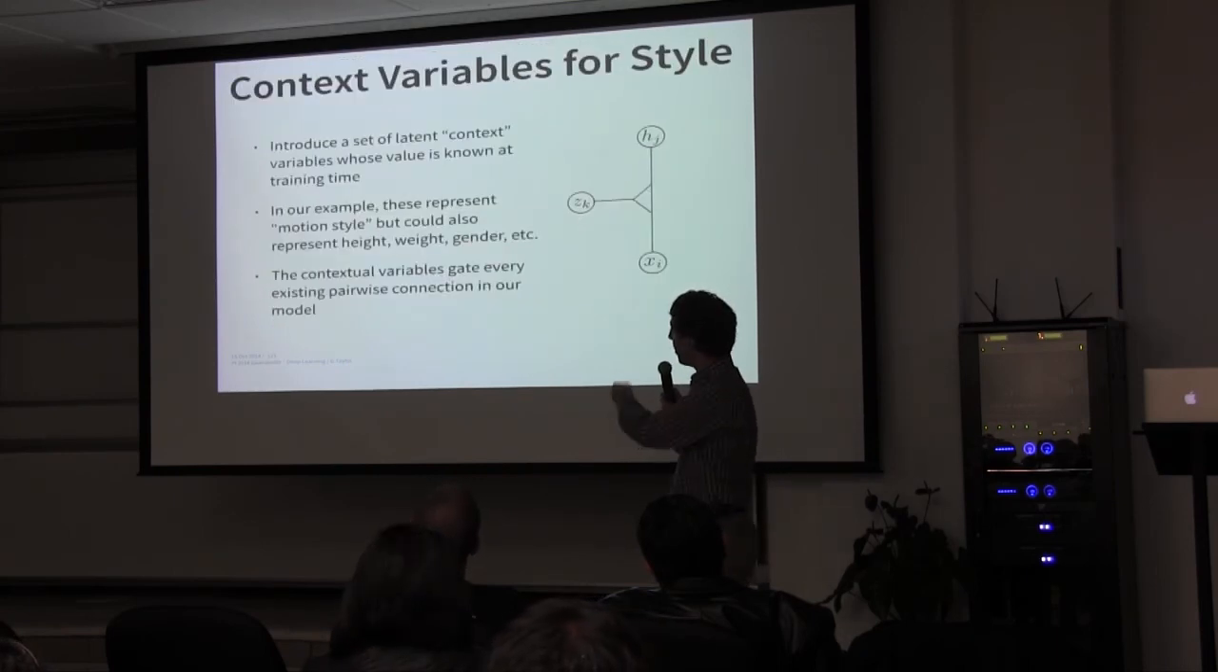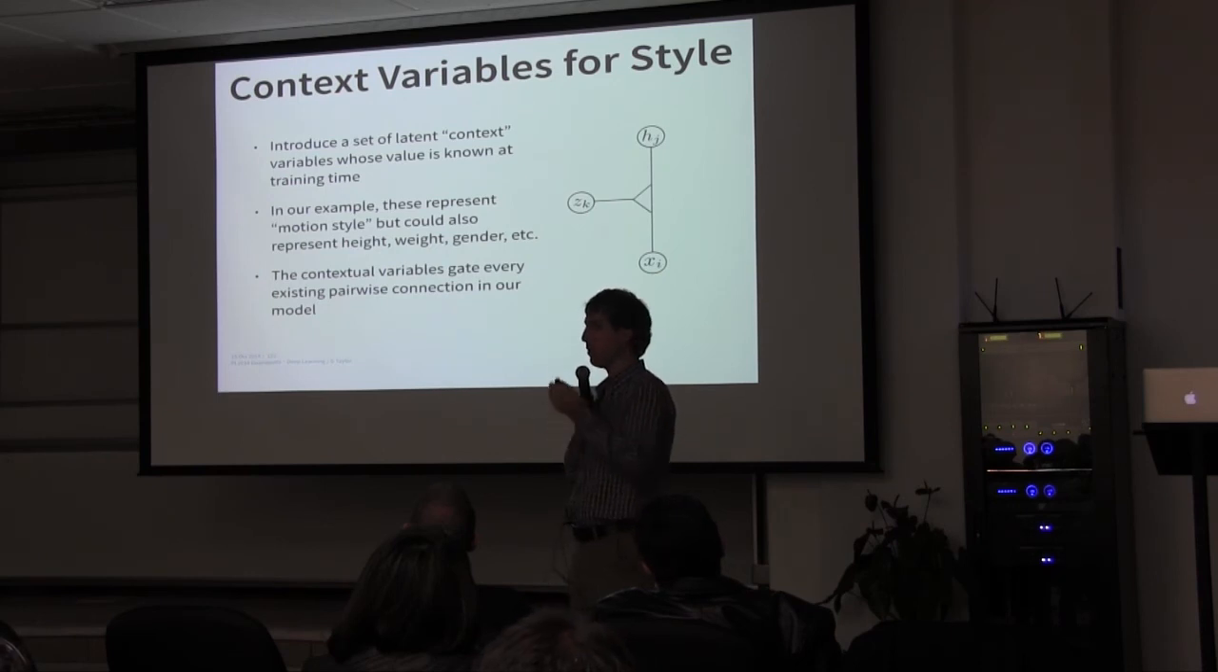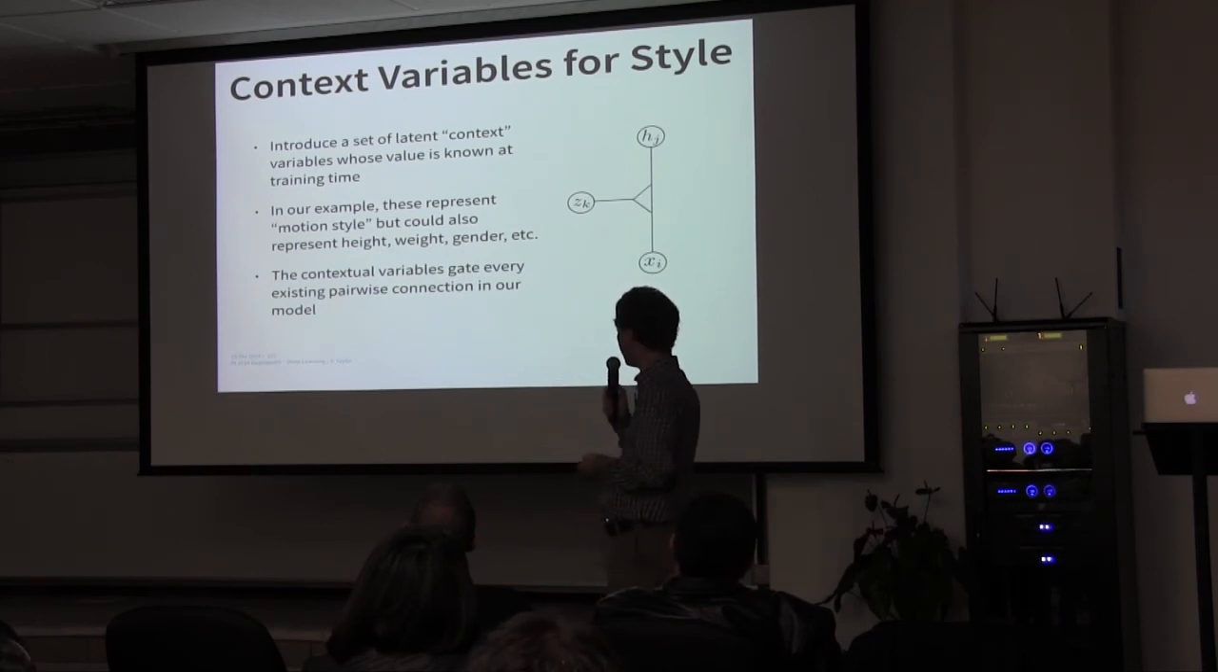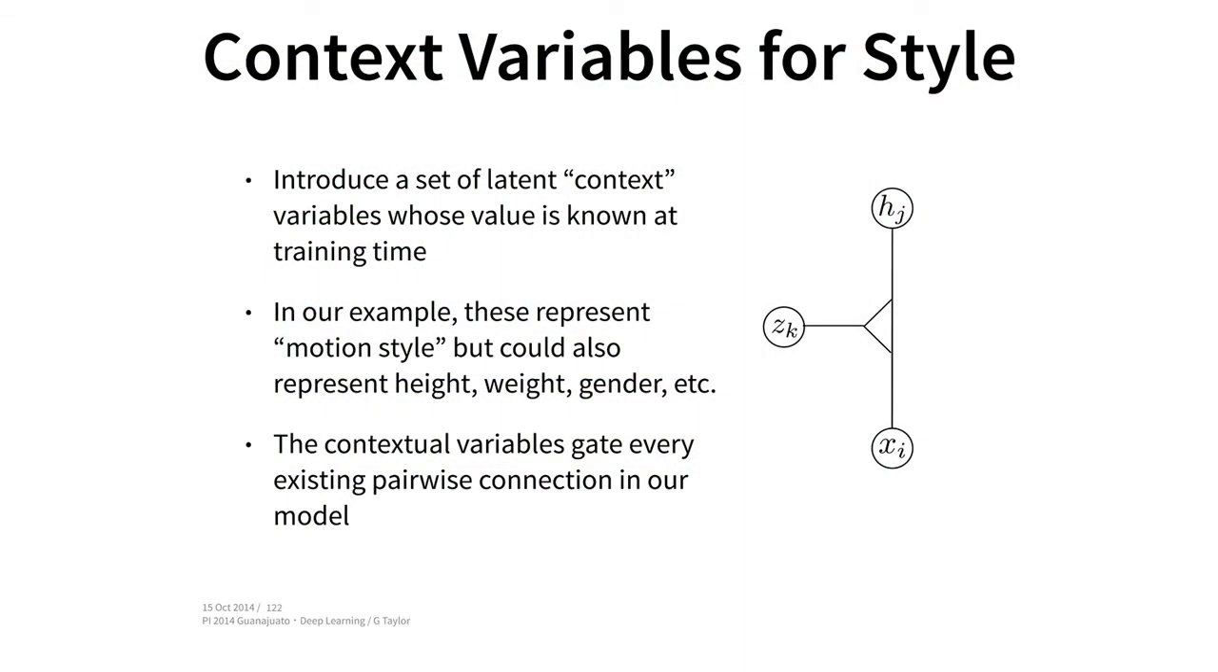Okay, so in our case, we're going to use these variables to represent style information. So we're going to have a discrete encoding of style, whether this is, you know, dinosaur or chicken or old man or drunk or whatever. We're going to represent this, and then we're going to let those style variables change the dynamics that are influenced by the weights of the network.